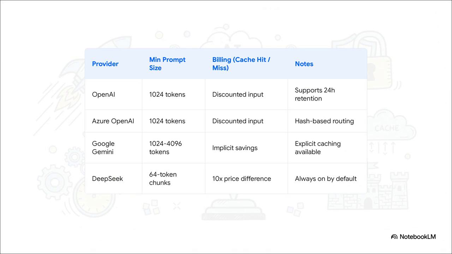And this isn't some niche, experimental thing. We're talking about the big players. OpenAI, Google, DeepSeek, they're all doing this in some form. Sure, they've got slightly different rules about how long your prompt needs to be or how they charge you for it, but the basic idea is exactly the same. Never compute the same thing twice.